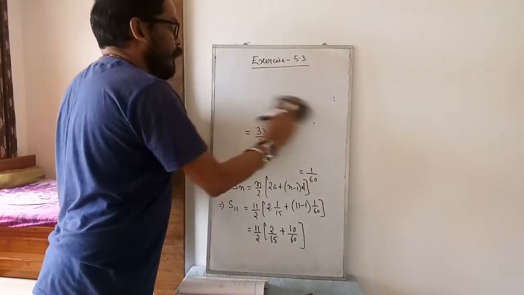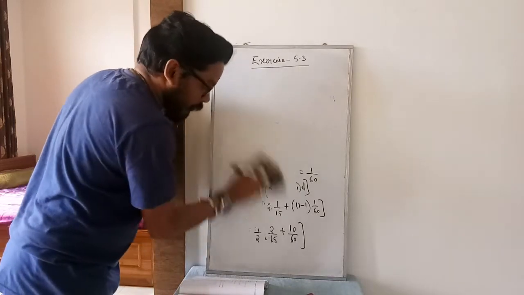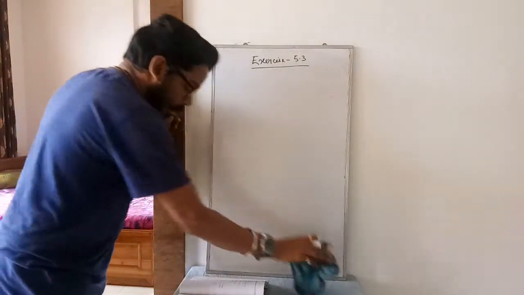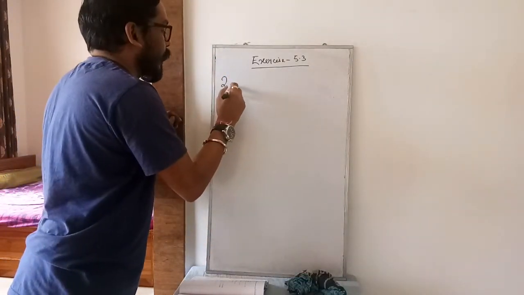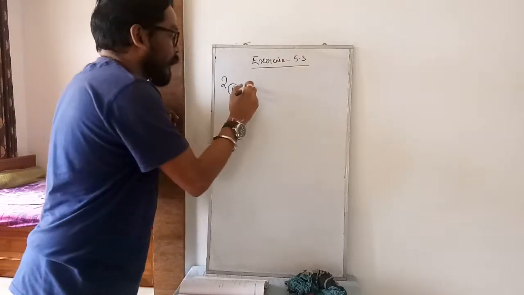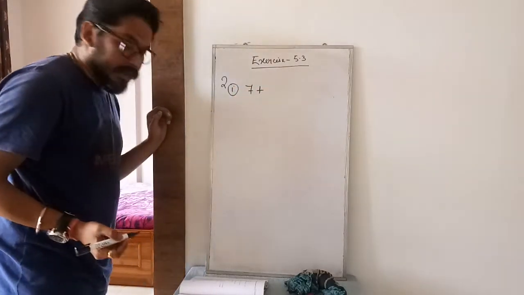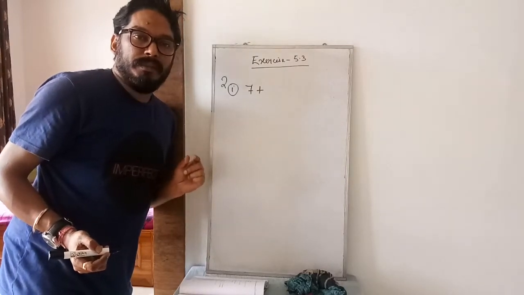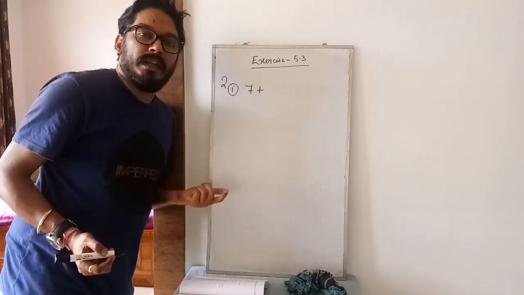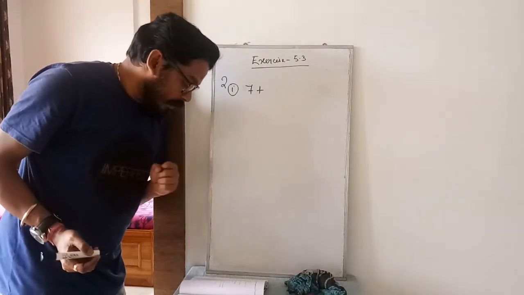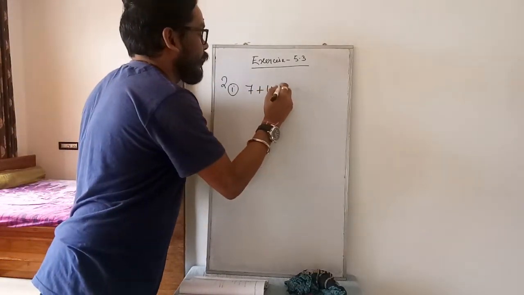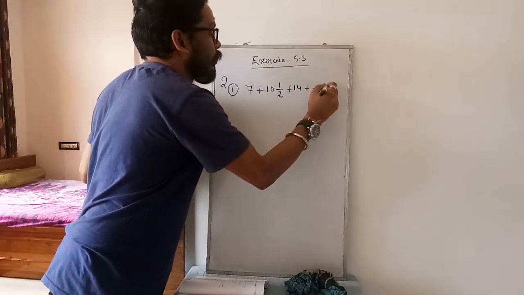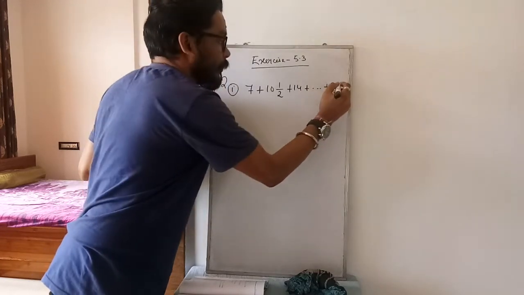So question number 2, what did they say? Find the sums given below. It is 2 Roman 1. To find the sum, the sequence here, not sequence, it is a series, because the terms are connected by plus. When the terms of an AP sequence are connected by plus, it becomes an AP series. So I have to find the sum of this AP series: 7 plus 10 and half plus 14 plus dot dot dot plus 84.